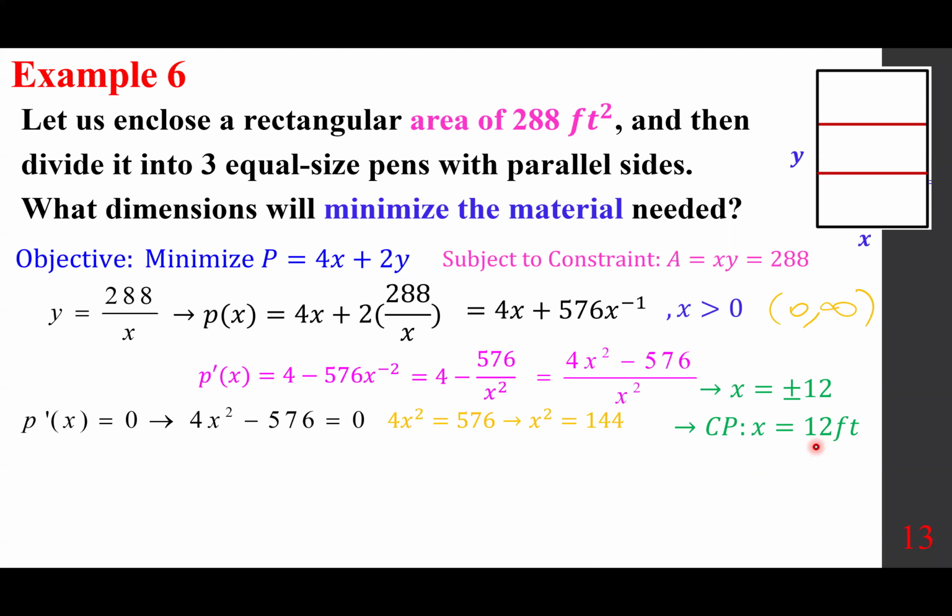Now, is this going to minimize or maximize? We don't know. We check it with the first or the second derivative test. And I hope you see that it's easier to go with the second derivative test and differentiate this guy again, this one. This is easier. So this gives you 0. This gives you minus 576 times minus 2. The product is 1152 x to the power of -3, or 1152 over x cubed.